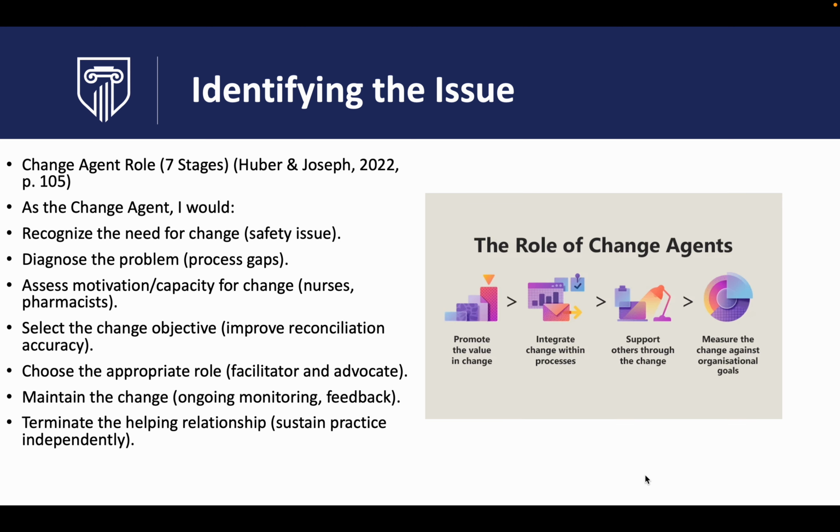The change agent role. As the change agent, I would and should recognize the need for change, safety issue; diagnose the problem, process gaps; assess motivation capacity for change, nurses and pharmacists; select the change objective, improve reconciliation accuracy; choose the appropriate role, facilitator and advocate; maintain the change, ongoing monitoring and feedback; and terminate the helping relationship, sustain practice independently.